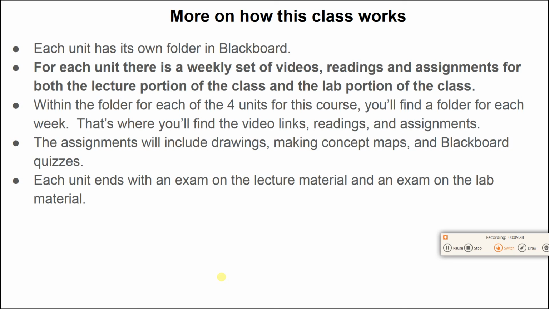Shoot me an email. As far as assignments go, there are 3 basic types of assignments I'm going to give you. There are drawings, there are concept maps, and there are Blackboard quizzes. And then each unit ends up with a lecture exam and a lab exam. So you're going to take a grand total of 8 exams in this class, 4 on the lecture units, 4 on the lab units. All right.